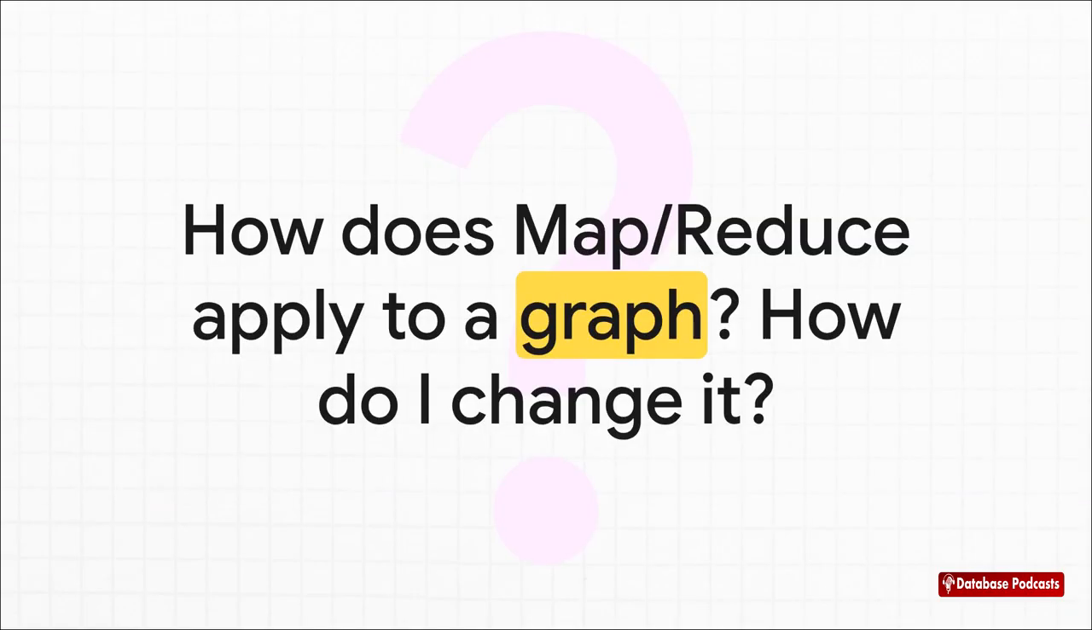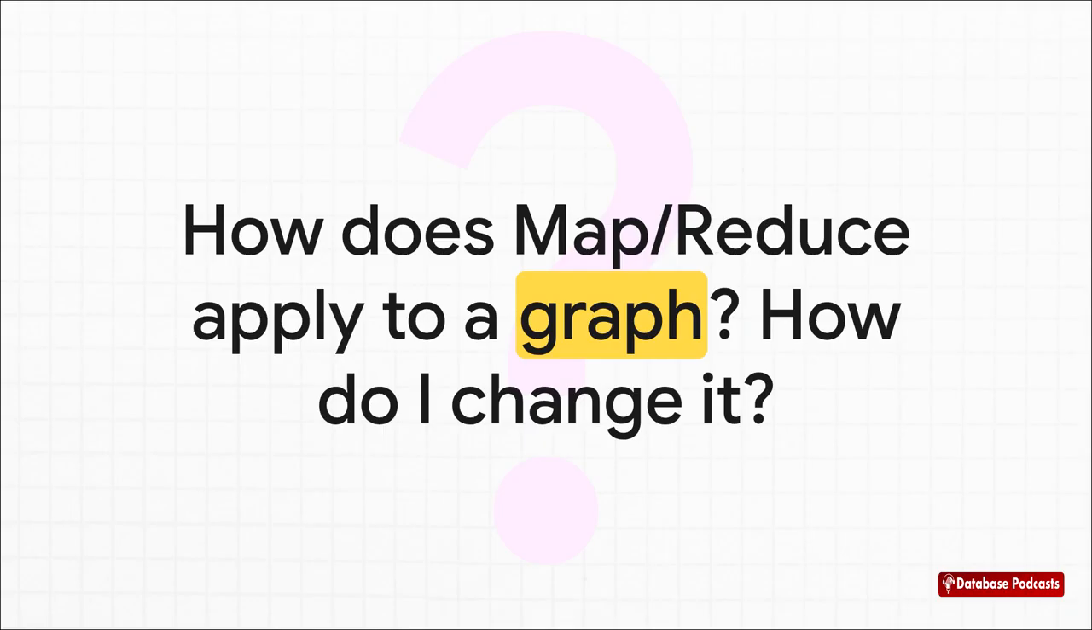Right, that makes total sense for a simple list of data like log files. But a graph? That's a whole different beast, isn't it? It has all these nodes and edges connecting everything. How in the world do we apply a simple map/reduce pattern to a complex web like that? And more importantly, if I want to actually change something, how does that even work?